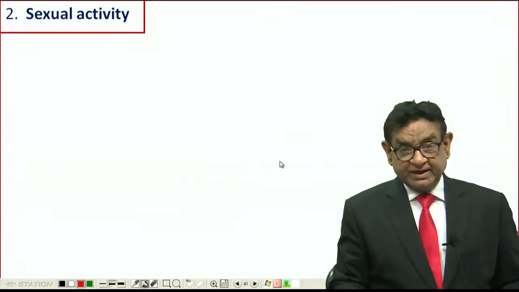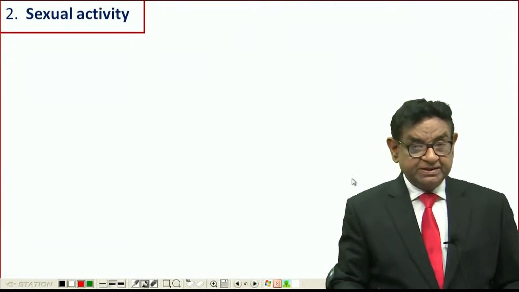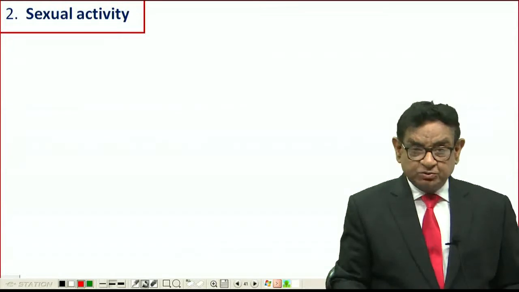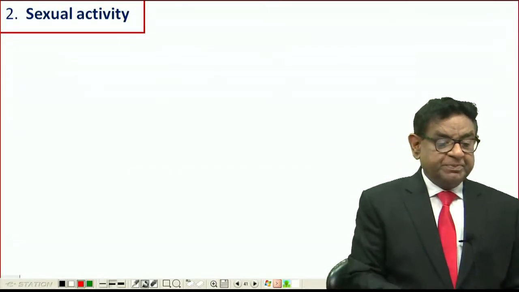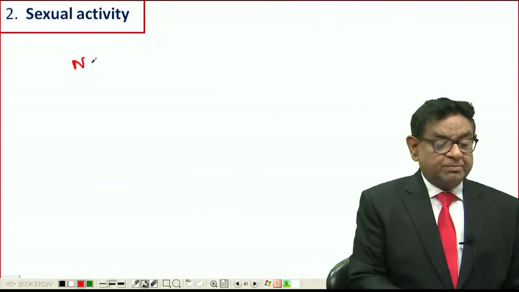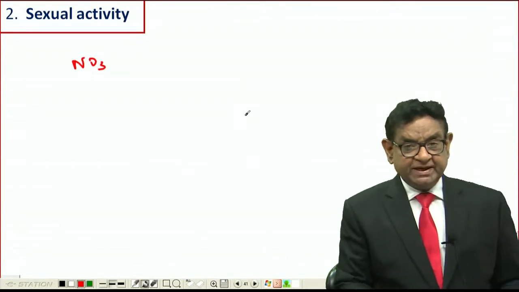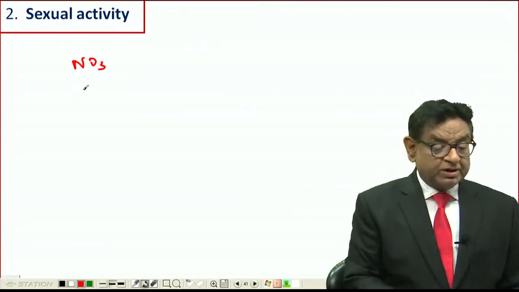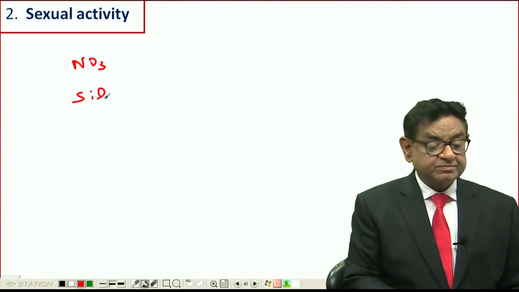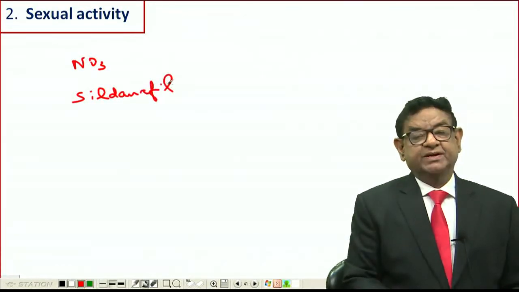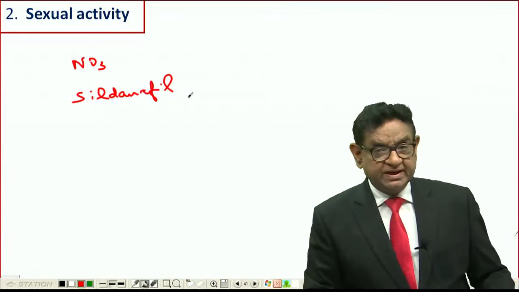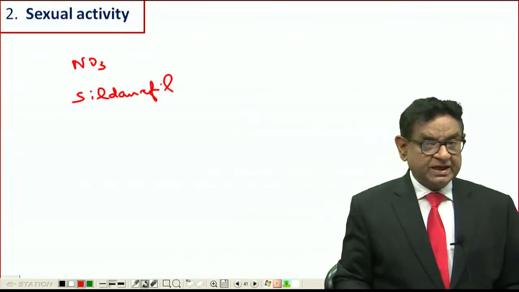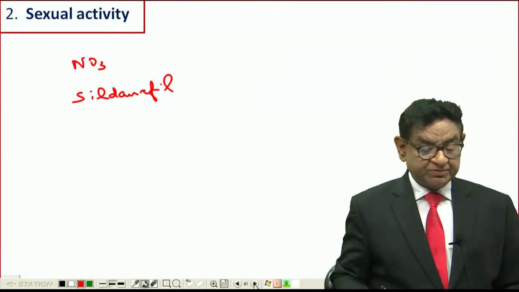And what about sexual activity after discharge? This can be done soon after discharge also, but the patient is strongly advised not to combine nitrates. If the patient is taking nitrate, then he should not use sildenafil, because this combination will lead to intense hypotension, which can be dangerous for the patient.